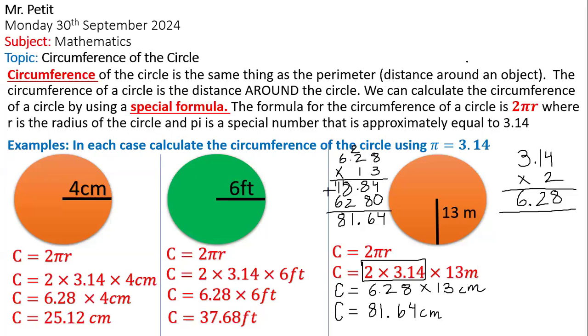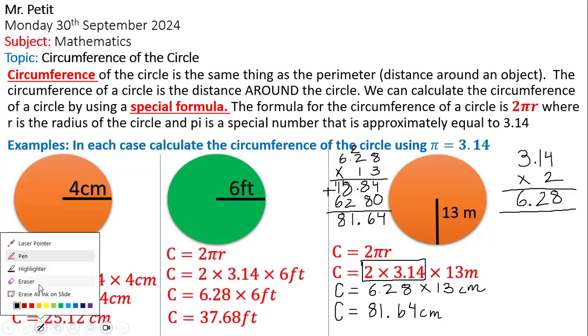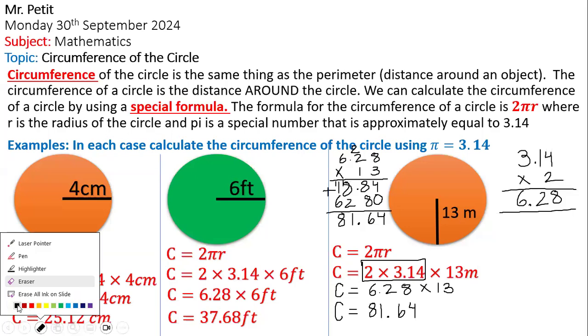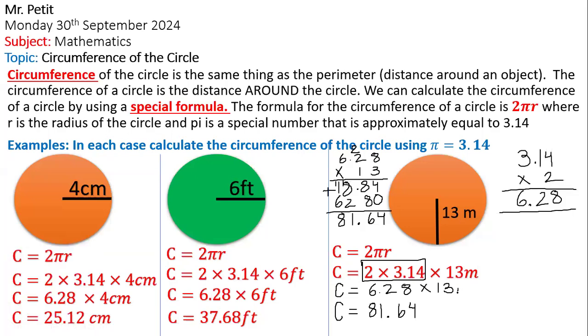Mr. Petit, you put centimeters and it's meters. Oh, it's meters. You're right, thank you. Mr. Petit, I have a question, please. Go ahead. You see how you have 62.80, right? Where is it? No, when you're adding.